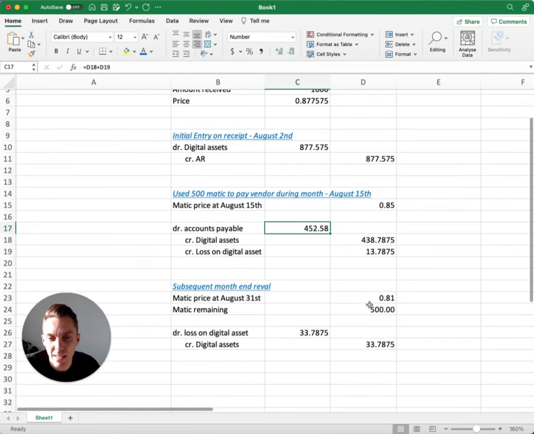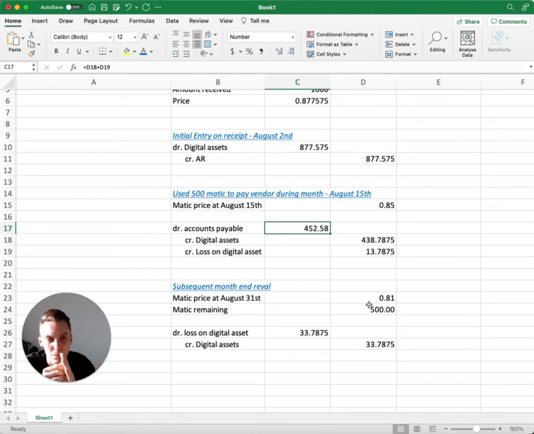So then at the end of the month, what I do at the end of every month is I revalue all of my digital assets. This takes the cost basis or your purchase price, and you revalue that to what your market price is at the end of the month. And then I'll just reverse that the following month, and I'll just book a fresh one the next month.